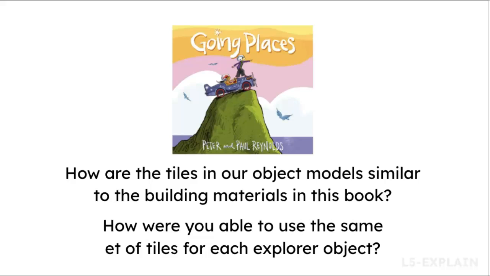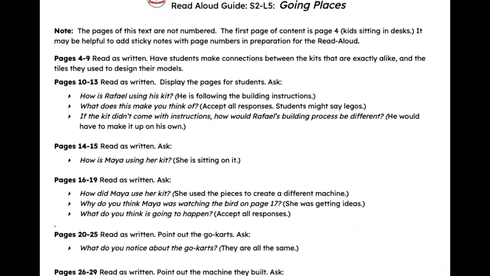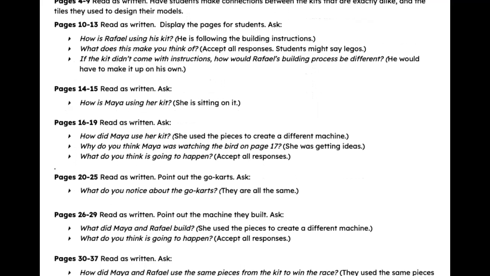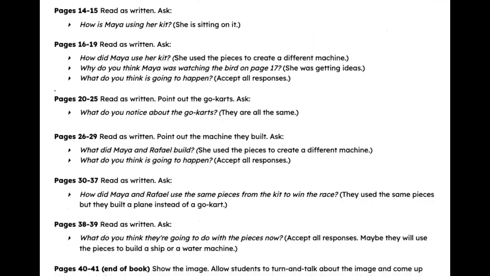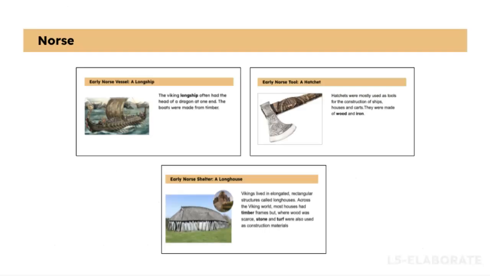During the discussion, you'll read Going Places. Use the Read Aloud guide to ask students questions during the reading. For the Elaborate portion, you'll show students the explorer objects from earlier in the lesson. You'll point out the materials that the explorers used for each object and continue the discussion.